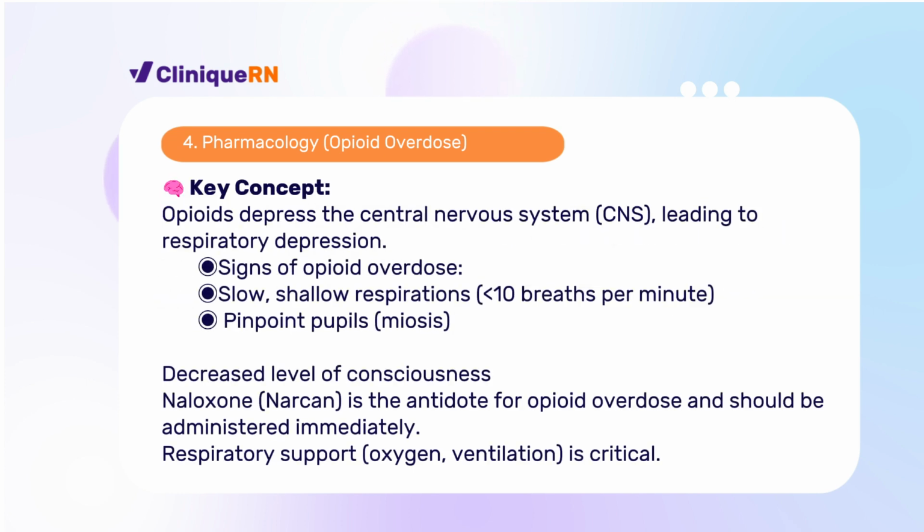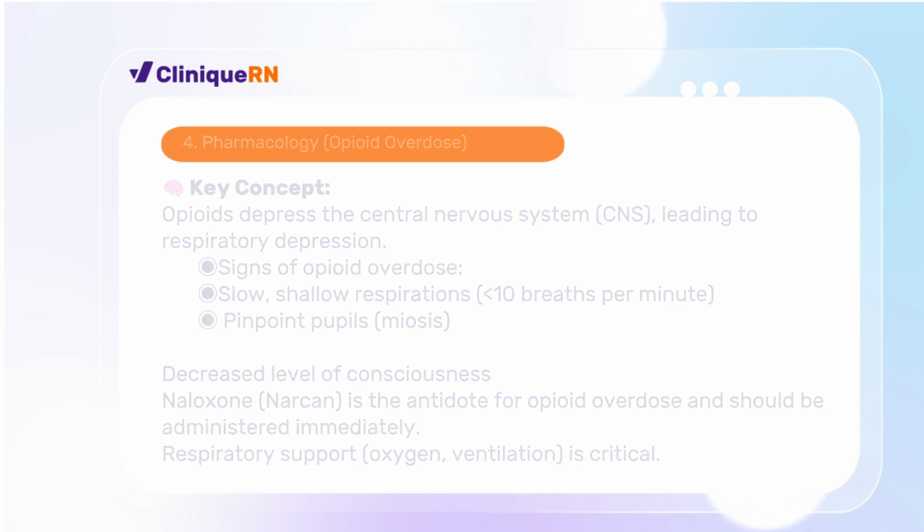Key concept. Opioids depress the central nervous system, CNS, leading to respiratory depression. Signs of opioid overdose: slow, shallow respirations, less than 10 breaths per minute, pinpoint pupils, miosis, and decreased level of consciousness. Naloxone, Narcan, is the antidote for opioid overdose and should be administered immediately. Respiratory support, oxygen, and ventilation is critical.